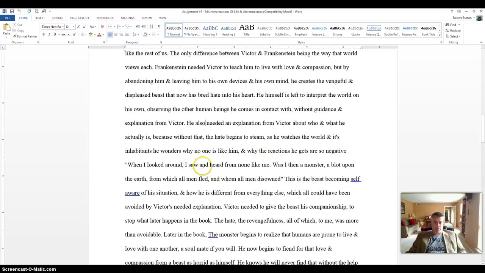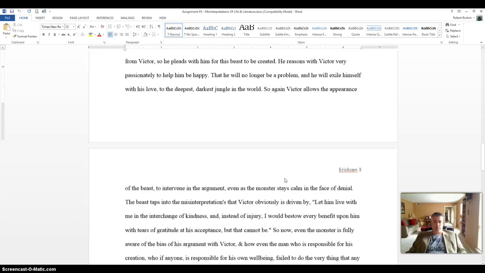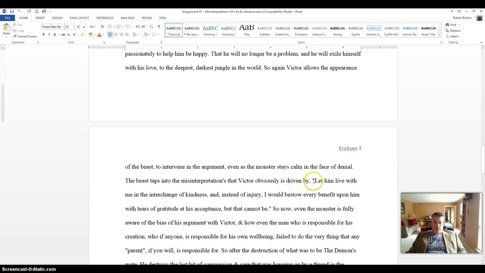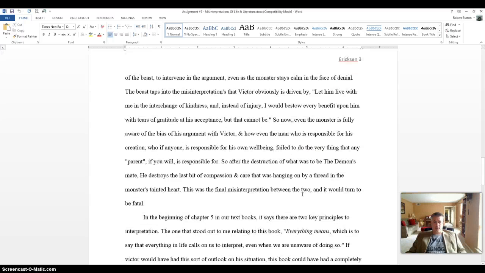This quote, when I looked around, I saw and heard, none will like me. Okay, that must be the monster. Here's Victor, let him live with me in interchange of, instead of injury, I would bestow every benefit. Yes, yes.